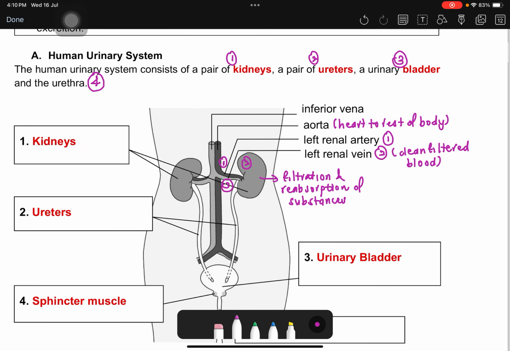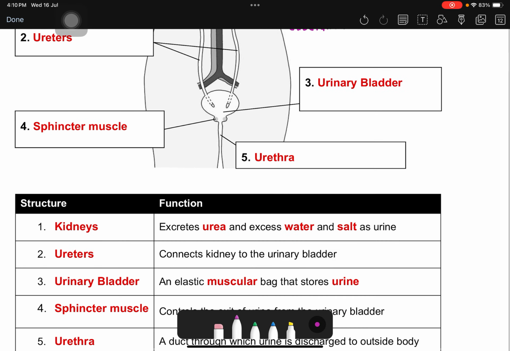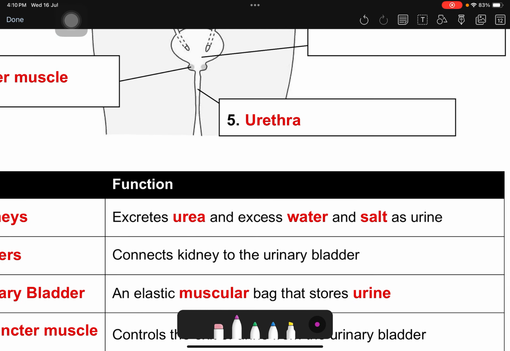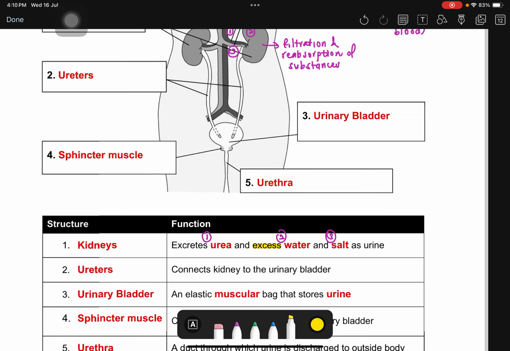So that's the kidney for you, which the main function is to excrete urea, excess water and salt in the form of urine. I do emphasize on the word excess, as there are different fates to water. Alright, water that we need can help to sustain many cell activity, but only excess water and salt will be excreted out through the kidney.